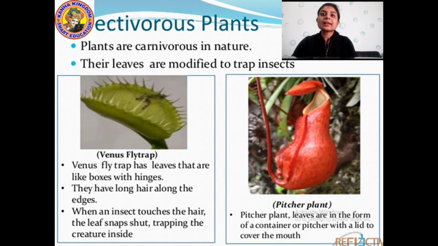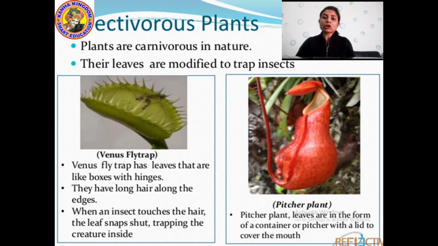Their leaves are modified to trap insects. The leaves of these plants are modified in such a way that if any insects come and sit on these plants, they trap those insects and eat them. It is a kind of eating. They do not have teeth or something like that, but they trap them.